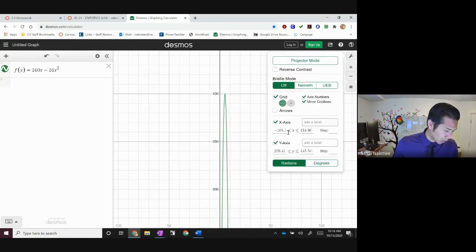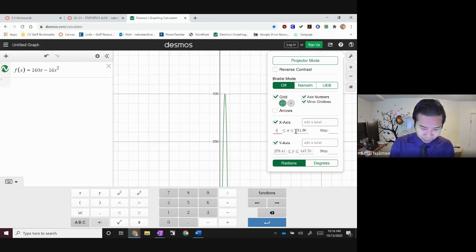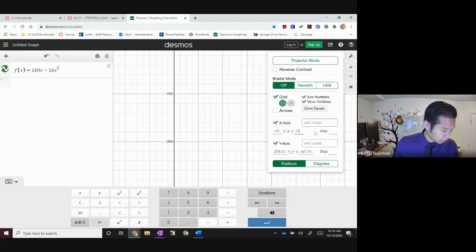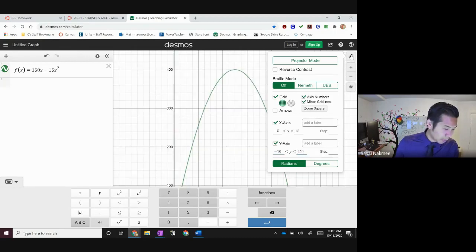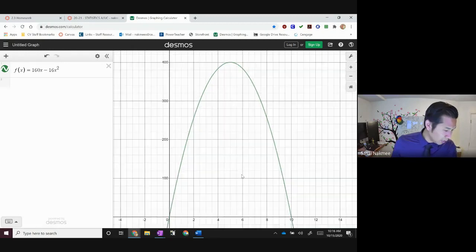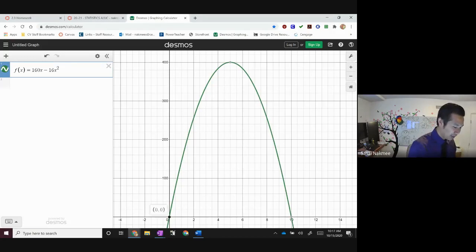All right, let me adjust this window real quick. And this is going to go from, let's say, negative 10, 450. There we go. So here's my window. Here is the position function graphed. So if you guys can imagine, this rock, at t equals 0 is on the ground, and then it gets a massive explosion and it gets launched into the air.